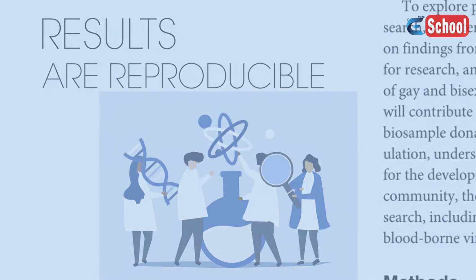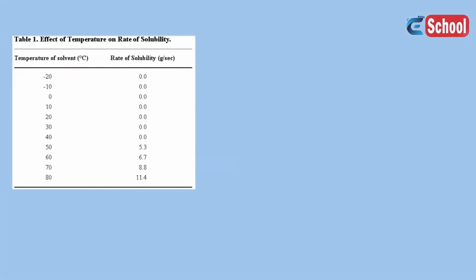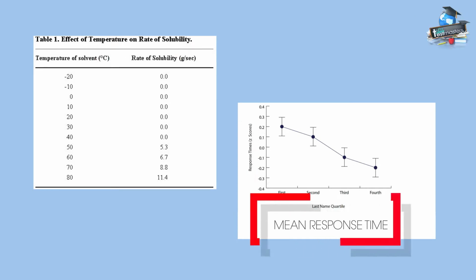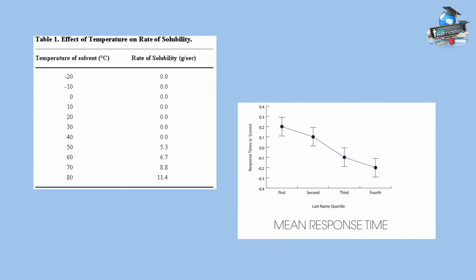Results. The results are stated simply in tables or graphs. There is no explanation of the results in this section. Tables must have the units at the top of the columns and may include averages. Graphs must have the axes labelled and include a title, usually underneath.